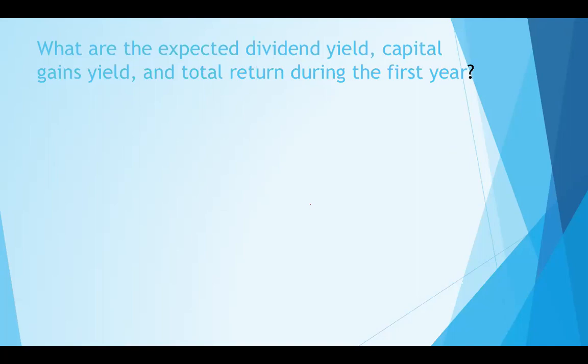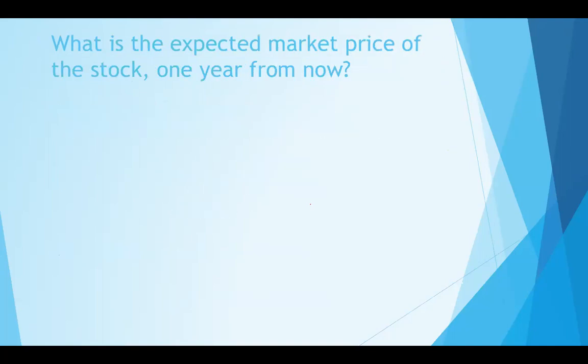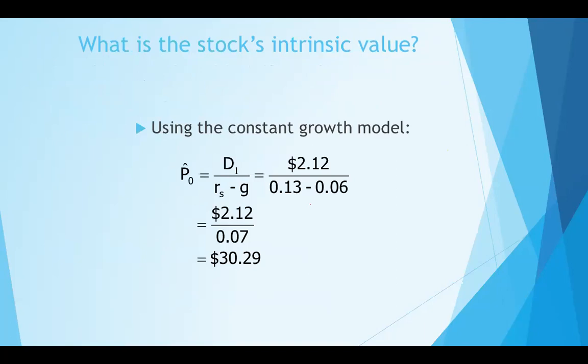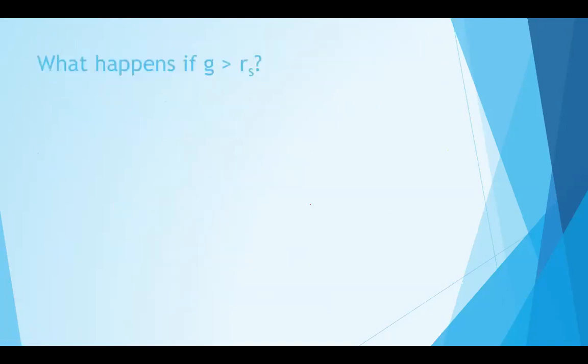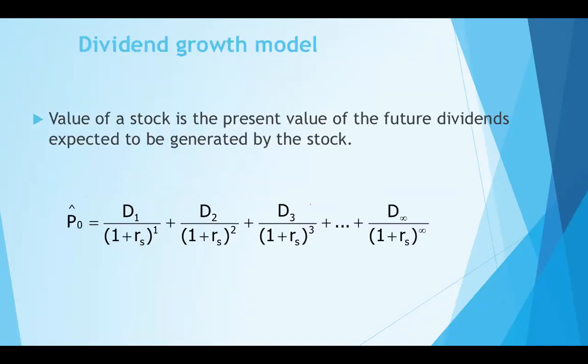Where is the value of P0? P0 is here, right? You see P0 is here. Why do we need discounting the D1? Because this formula, P0 is equal to D1 divided by Rs minus g, is the same as this one, until forever.